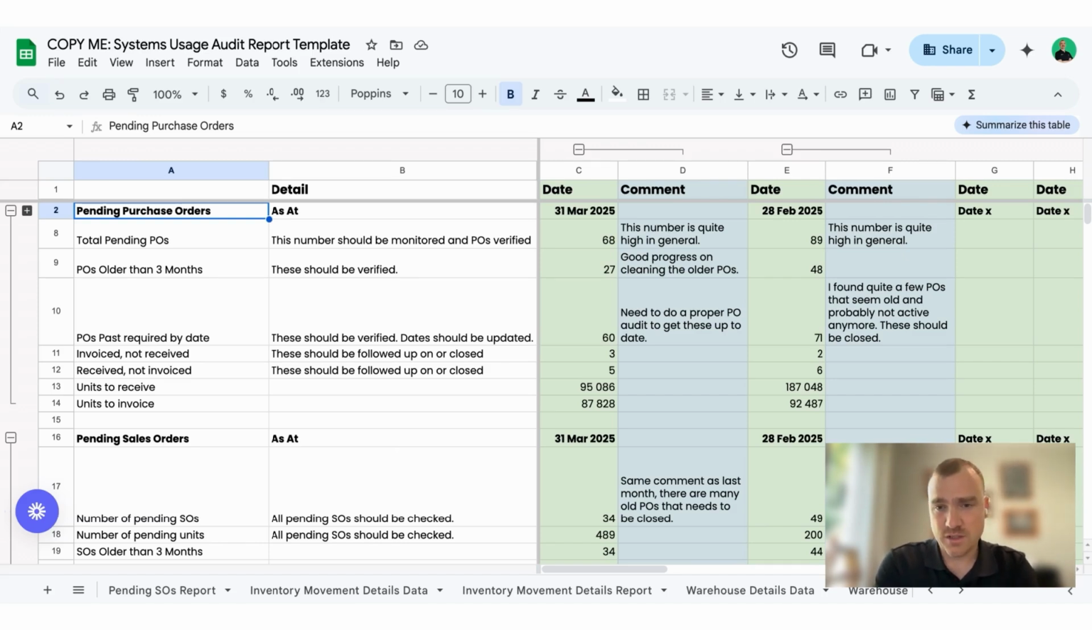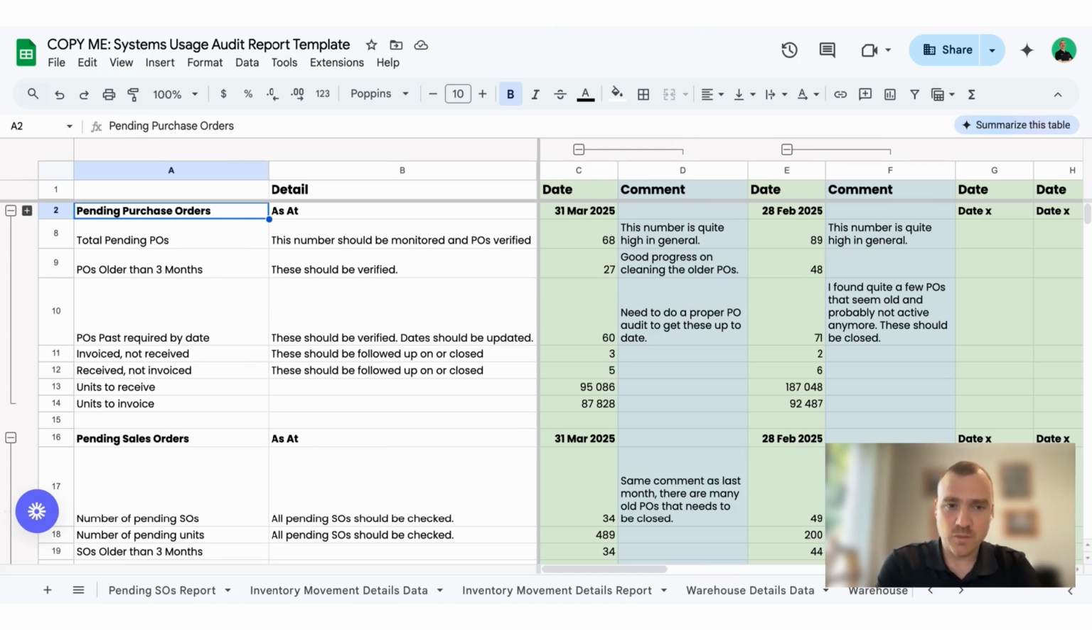What is concerning for me in this case, and would almost always be concerning, is the POs past the required by date. Now, we believe that the required by date should be updated as you get new information about when your stock will arrive. So the initial required by date should be in line with your supplier's lead time. So if it's a 30-day lead time, it should be today's date plus 30 days.